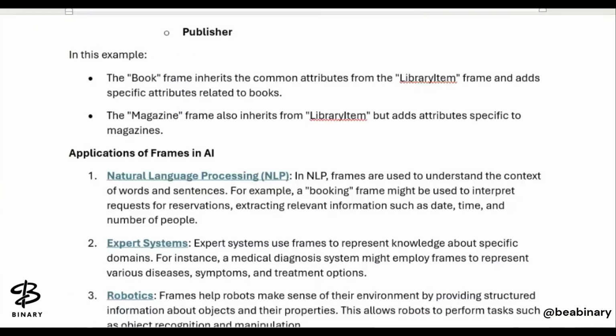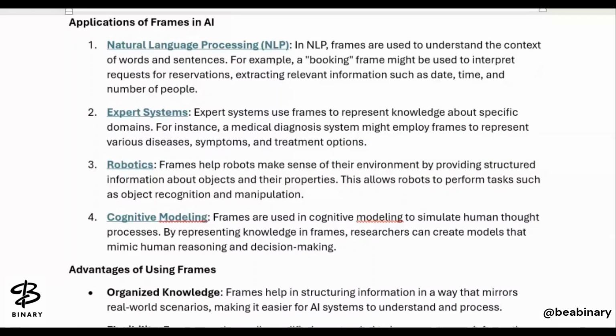Now we were talking about the applications of frames in AI, and after that we will talk about what the frame-based systems are. The topics left are forward chaining and backward chaining further in Unit 2. So first we will talk about the applications. We have discussed the application in natural language processing, expert systems, robotics, and cognitive modeling.